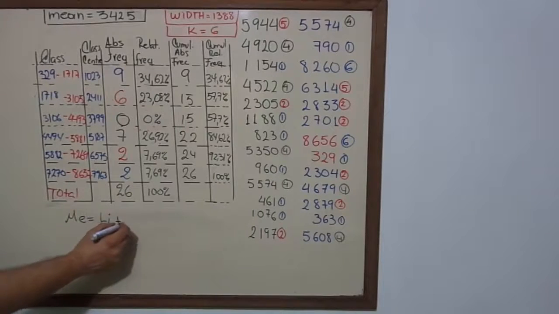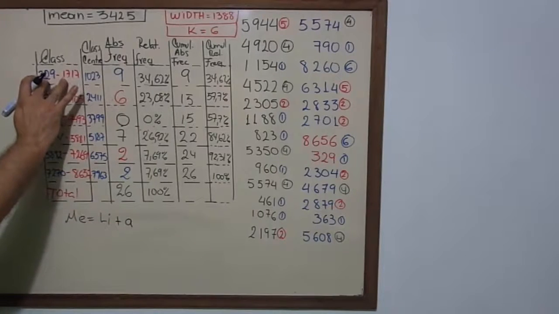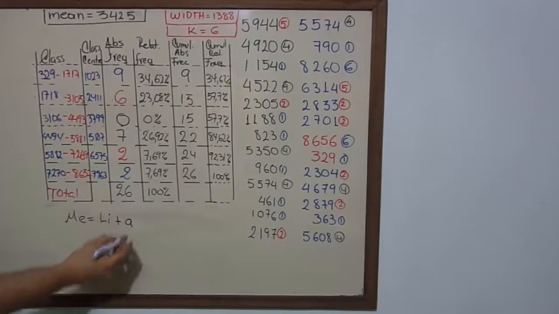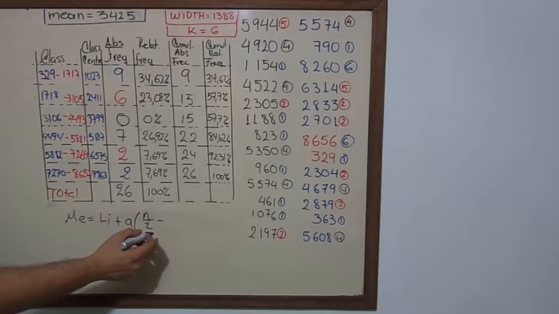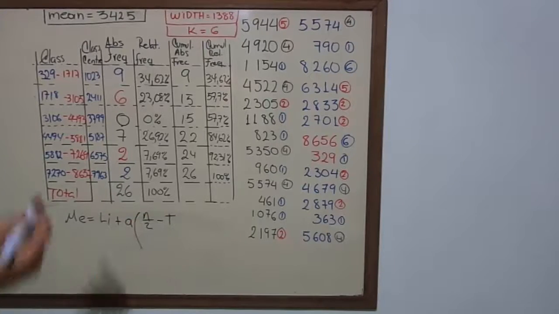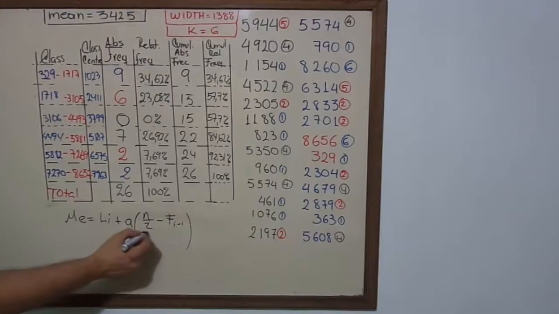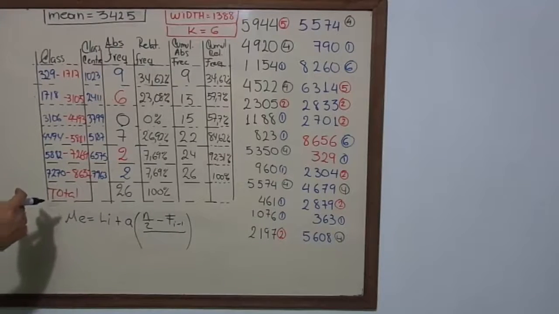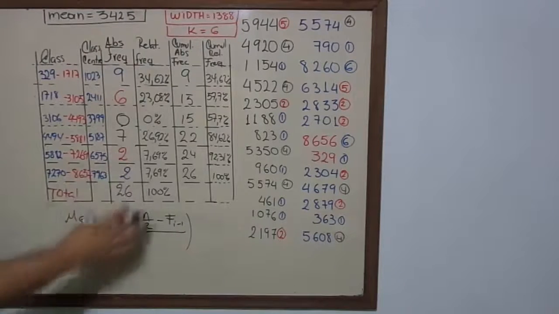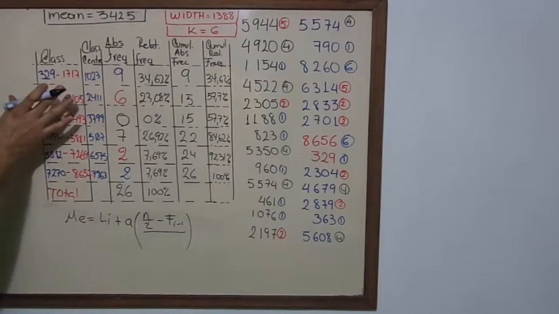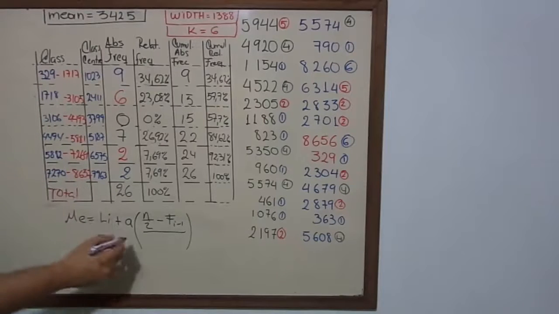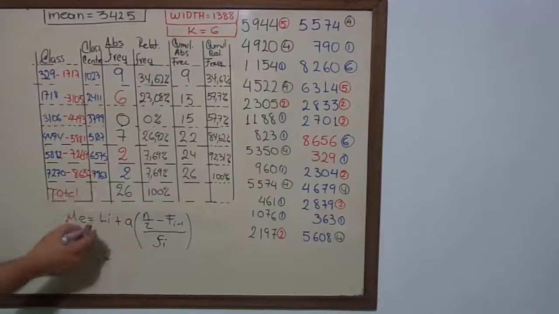Now, we need to add this to the width of the class, which is A, times N divided by 2, minus the cumulative frequency of the class before the class that contains the median, divided by the frequency of the median class. That means this is what we need to find.